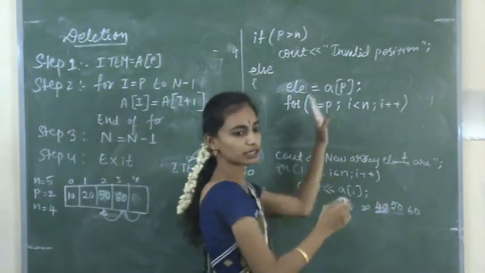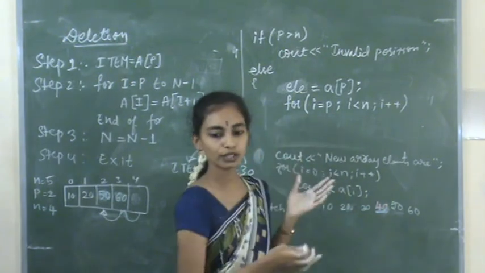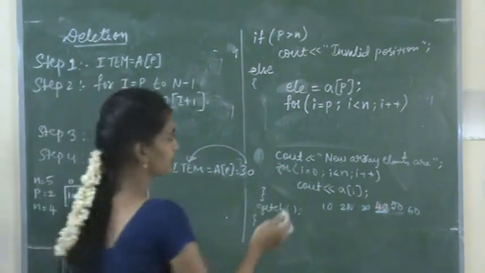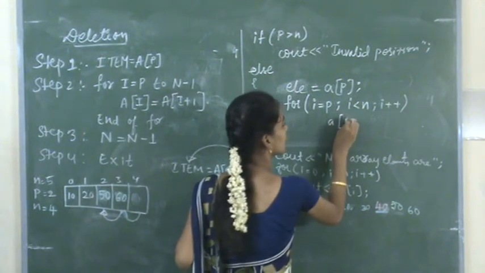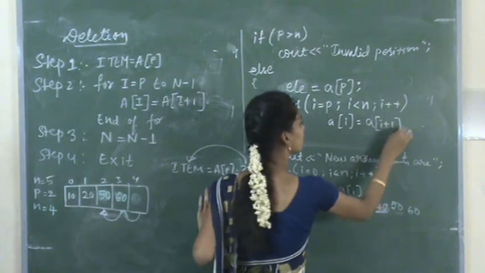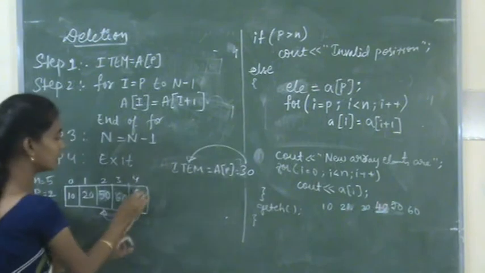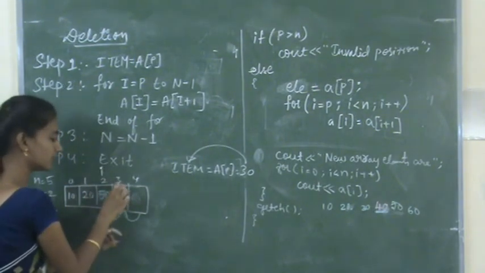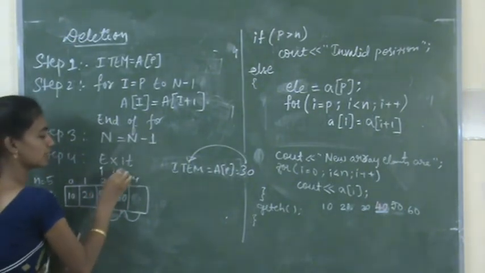After this, if it traverses, we need to shift the elements. From where to where are we shifting the elements? That is A of i is equal to A of i plus 1, right? So we are shifting the element from, suppose if it is i, we are shifting the i plus 1 value to i. So if it is i, it is i plus 1, right?